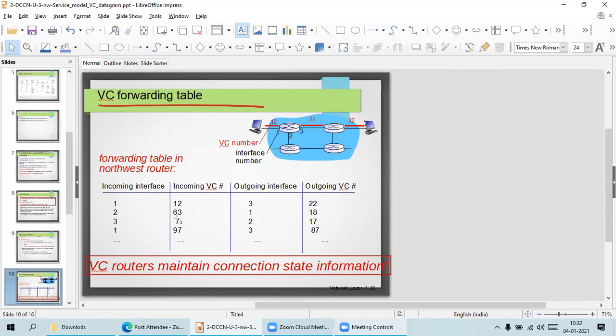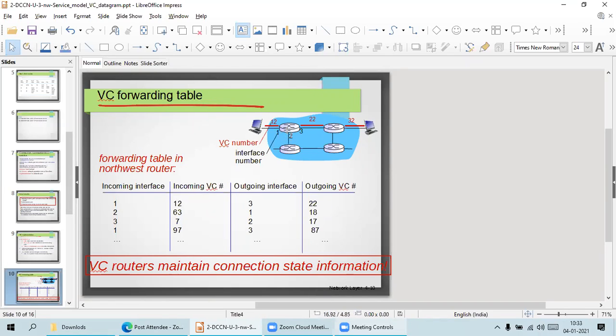In this forwarding table you will have incoming interfaces and incoming virtual circuits. This particular interface is nothing but your link. The whole black color link is nothing but your interface; we consider it as one link. But virtual circuit means the bandwidth is allocated to that particular call or that particular message transmission. That is incoming virtual circuit number 12.